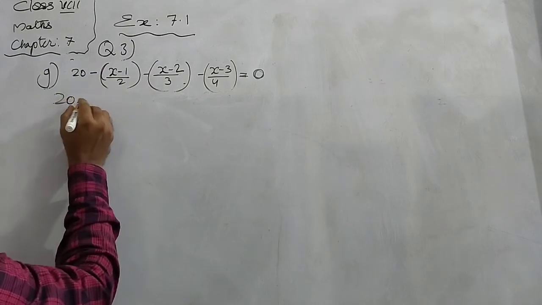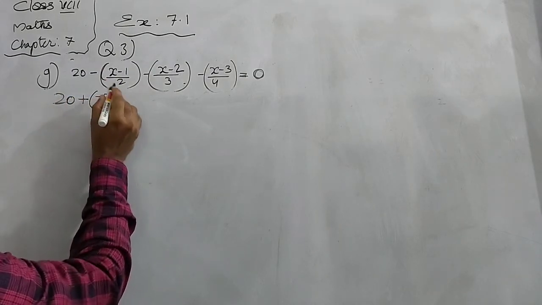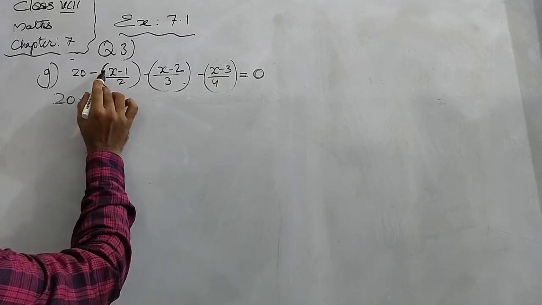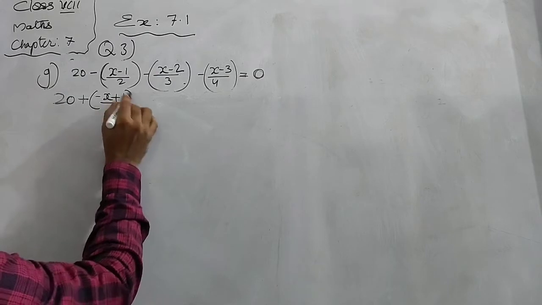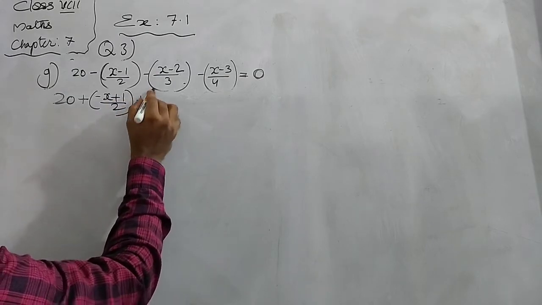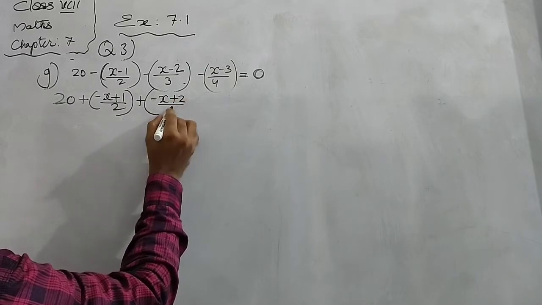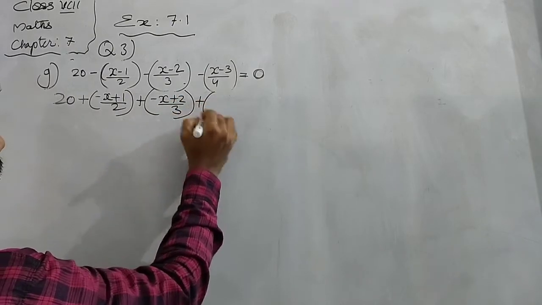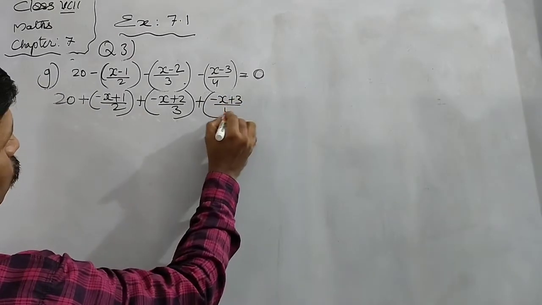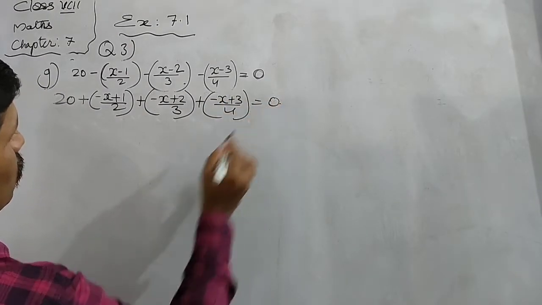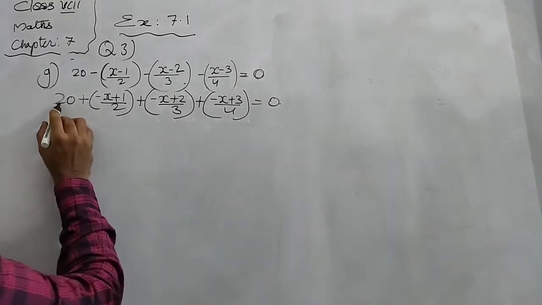20, subtraction means addition with the additive inverse. Negative x, and all the signs will change. Positive x changes to negative and negative changes to positive, and here again subtraction changes to addition, negative x plus 2 upon 3, and here again subtraction changes to addition, negative x plus 3 upon 4 is equal to 0.